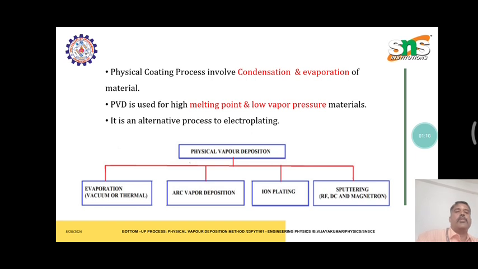The physical coating process involves condensation and evaporation. These two processes form PVD. PVD is used for high melting point and low vapor pressure materials. It is an alternative process to electroplating. The physical vapor deposition techniques are evaporation, arc vapor deposition, ion plating, then sputtering.